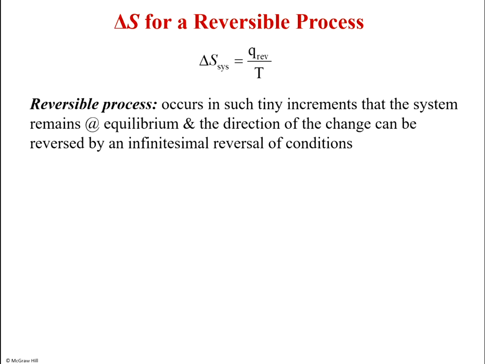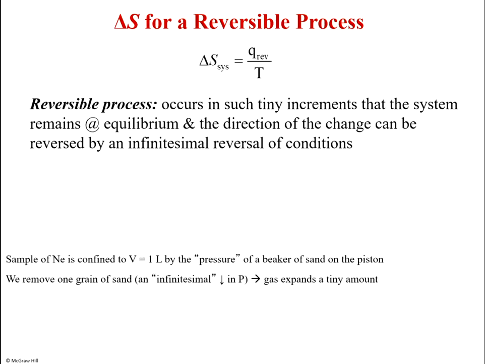For a reversible process, we find that delta S is equal to Q reversible over T. What is a reversible process? Well, it's mostly a theoretical process. We can approximate it in some experiments, but in general, a reversible process is one that occurs in a series of infinitesimally small increments such that the system remains at equilibrium, and the direction of change can be reversed by simply reversing that infinitesimal change in condition on the system. So that is a reversible process, and we can approximate this in certain experiments.